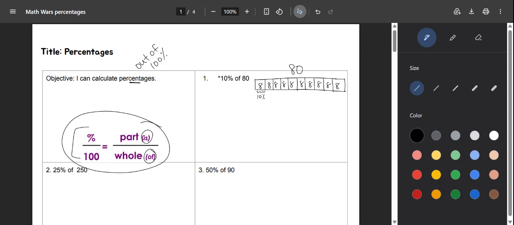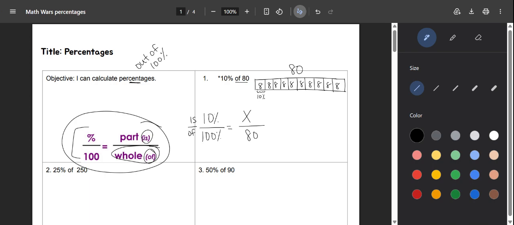We would first write 10% as a fraction. Percents are always out of 100, so our percent goes over 100, and that's going to be equal to something. It is of 80, so that tells me of 80 is the whole amount. That goes on the bottom. Is over of, and now I'm looking for this missing value. So I'm basically creating an equivalent fraction.